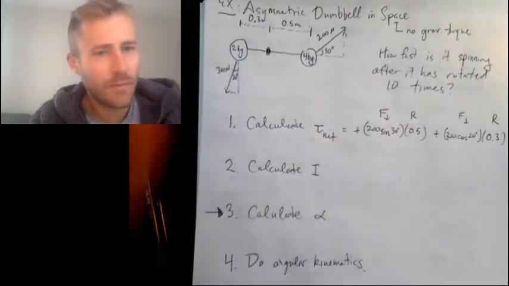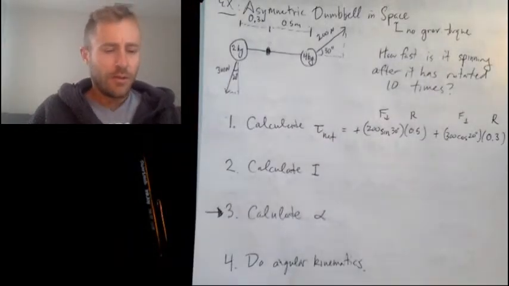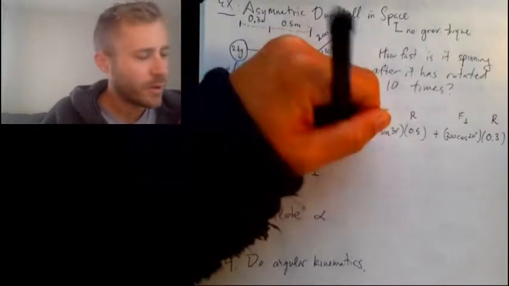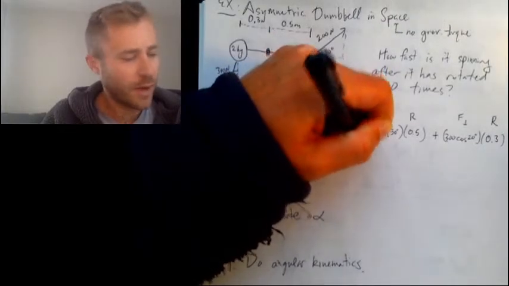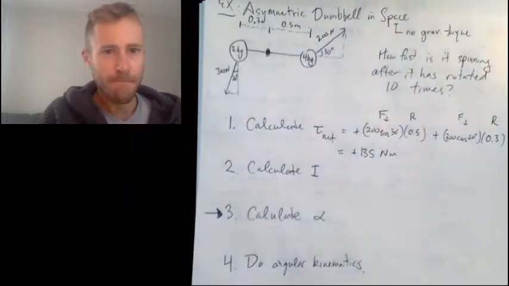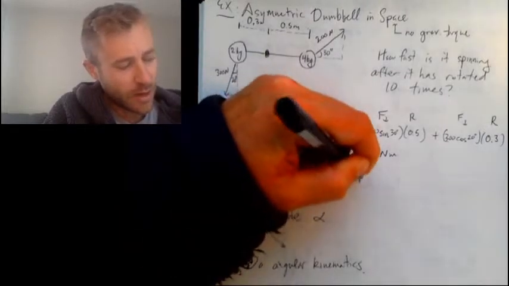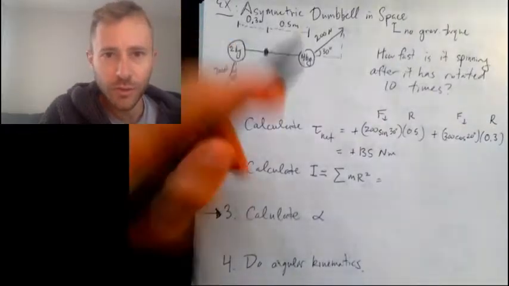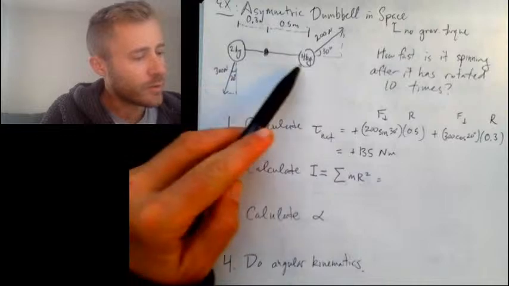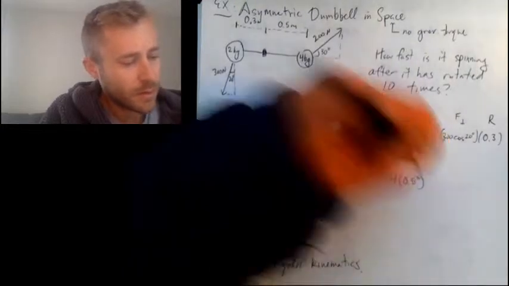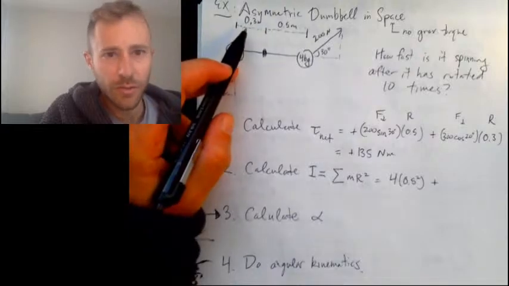So yeah. All right. Let me compute the net torque here. And I get a net torque of about positive 135 newton meters. Now I calculate the rotational inertia. The formula for rotational inertia is sum over mr squared. I have two masses, two sides to the dumbbell. So there's going to be a 4 kilogram mass that is 0.5 meters from the pivot, and then a 2 kilogram mass that's 0.3 meters from the pivot.